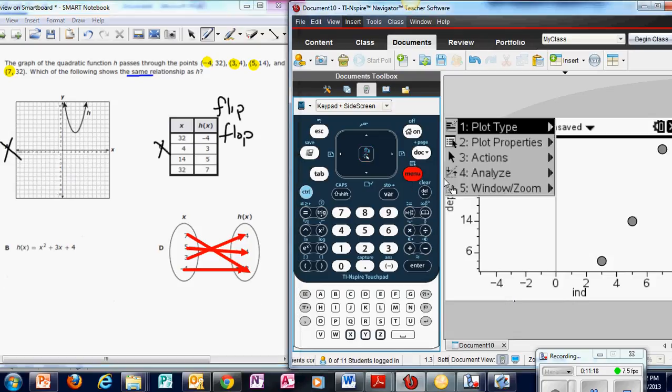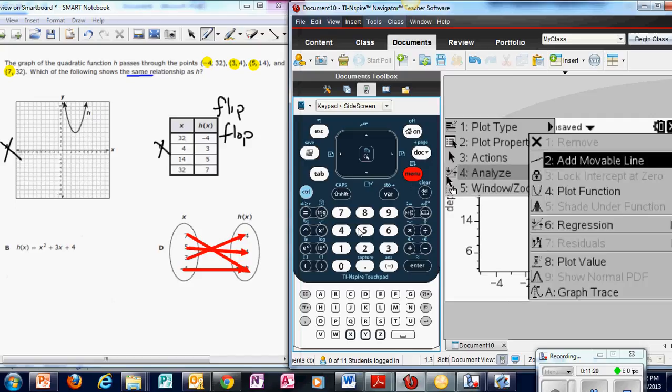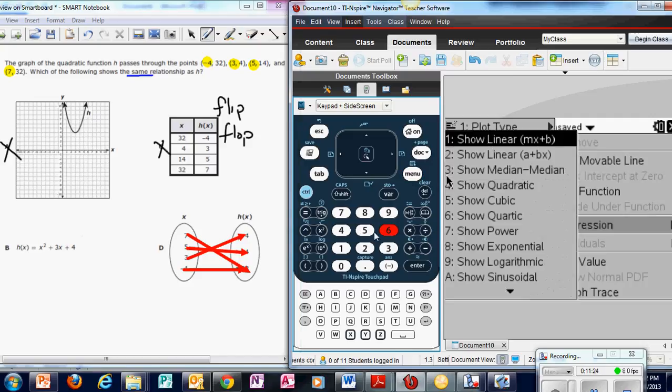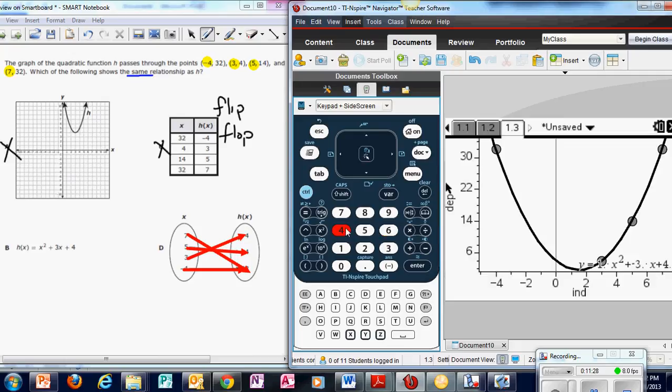So I'm going to hit menu, and I'm going to analyze my graph, which is 4. And I'm going to pick the regression, which is 6. We said it was a quadratic, so we're going to pick quadratic, which is 4. And I'm going to grab this just so you can see it more clearly. It gives me the equation: y equals x squared minus 3x plus 4.